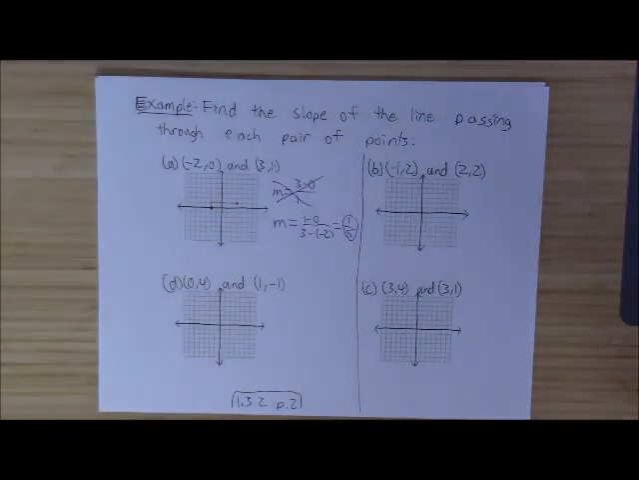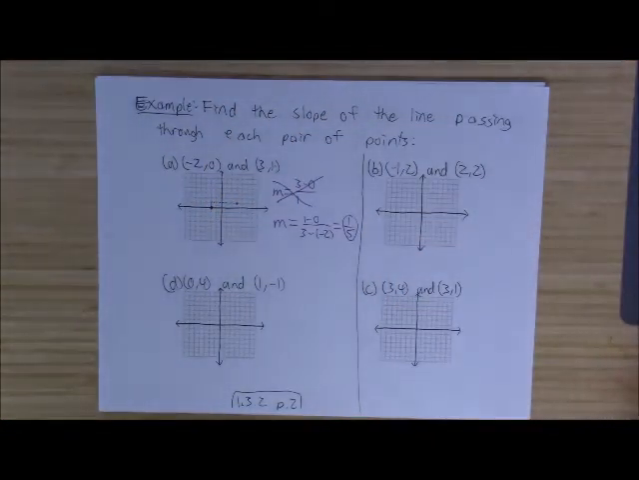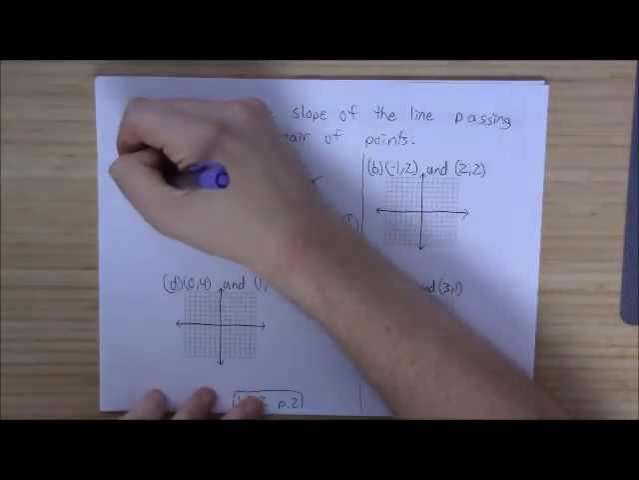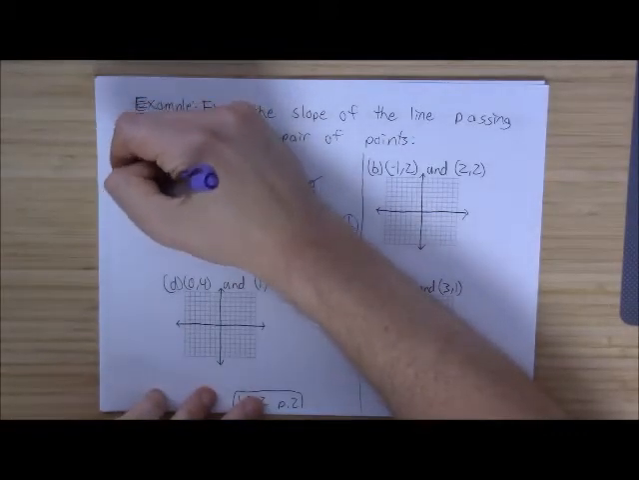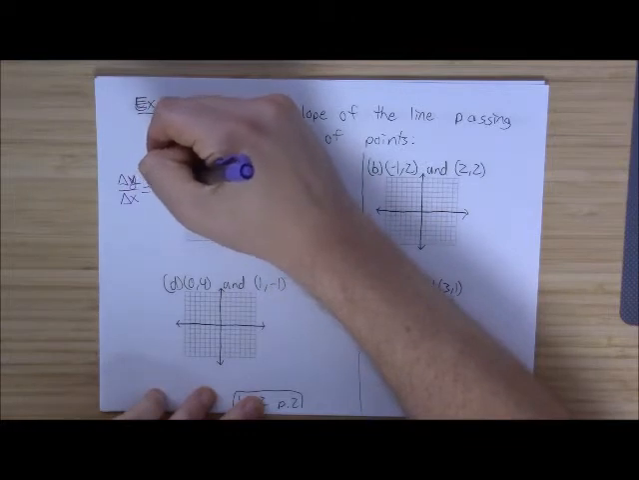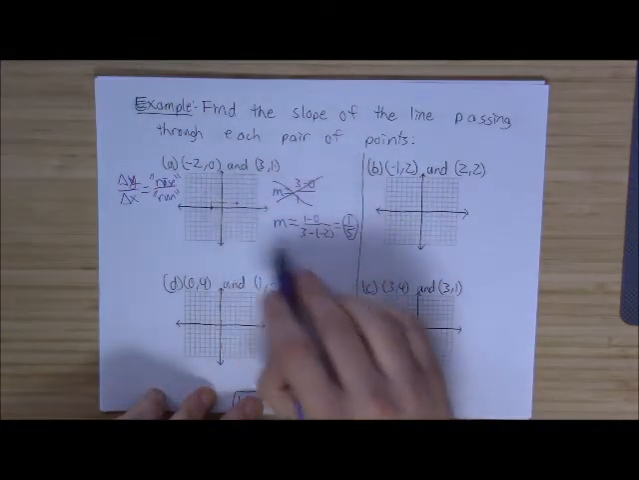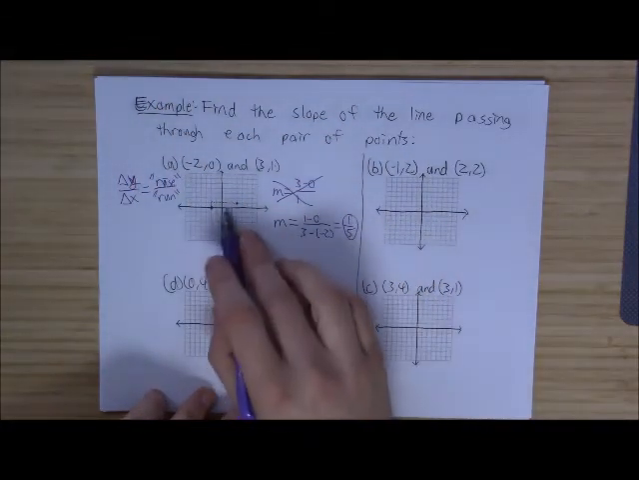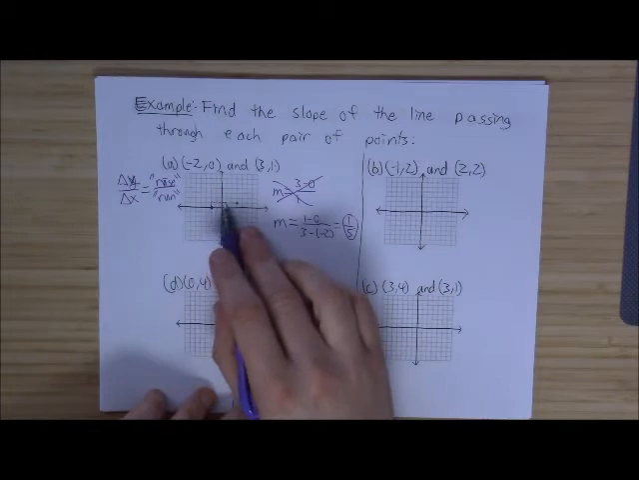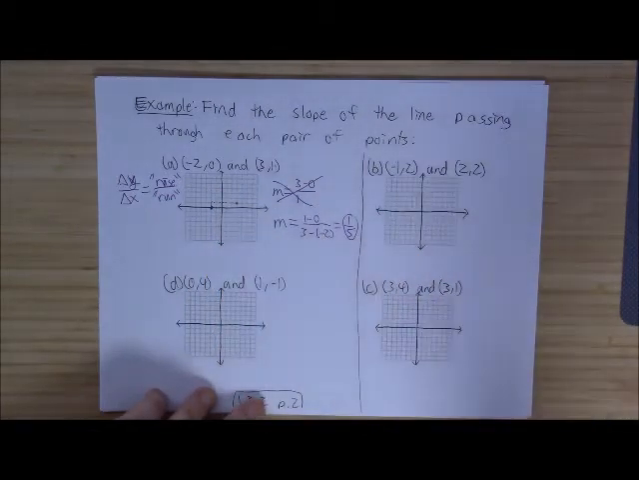By the way, this delta y over delta x is also usually called rise over run. So we rise by 1, and then we run by 5: 1, 2, 3, 4, 5.